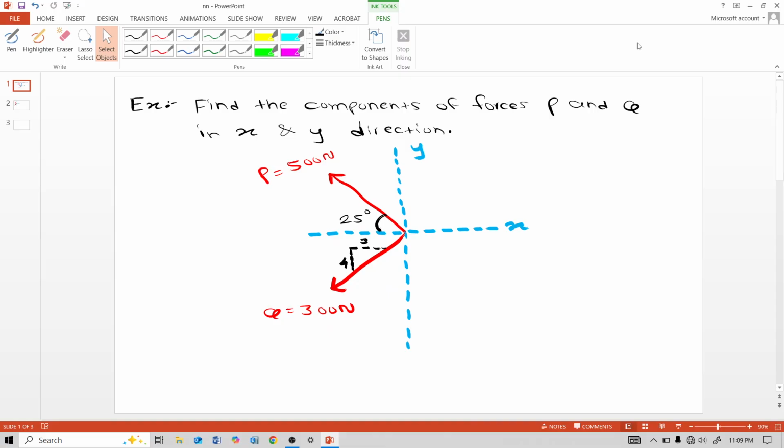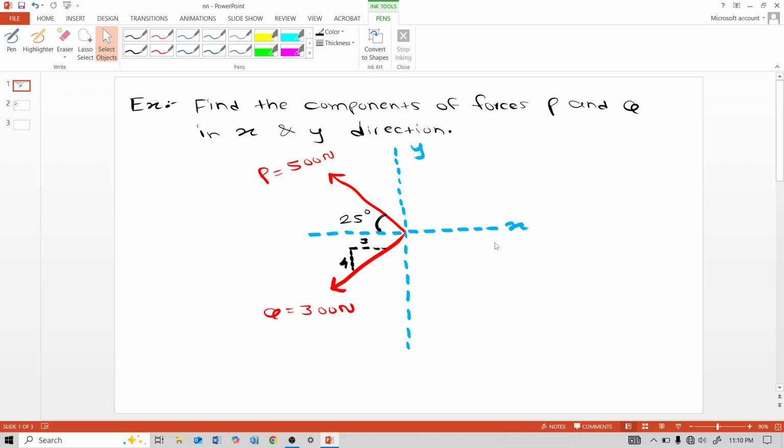Today, in this video lecture, we will see numerical 1 on the resolution of forces chapter. This is the engineering mechanics subject, and we will see this numerical today. The numerical is to find the components of the forces P and Q in the x and y directions.